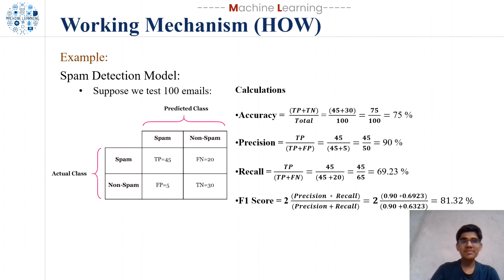Let's take an example of a spam detection model. Suppose we test 100 emails. Out of that, 45 are true positives, 20 are false negatives, 5 are false positives, and 30 are true negatives. As per the calculations by the given formulas, accuracy is 75%, precision is 90%, recall is 69.23%, and F1 score is 81.32%.